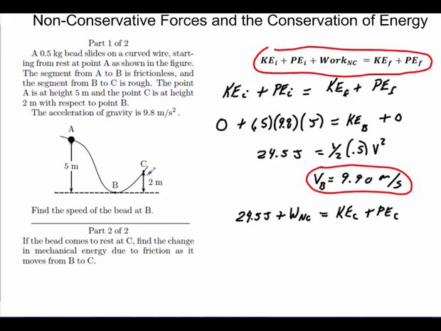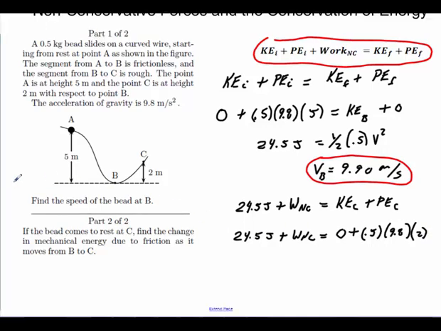But again, the object has stopped at C, so can we not say that 24.5 joules plus the work done by non-conservative forces must equal 0 plus the potential energy, which is going to be the mass, which is 0.5, times 9.8, times the height, which is 2. I'll run that number real quick. So 0.5 times 9.8 times 2 gives me 9.8 joules.